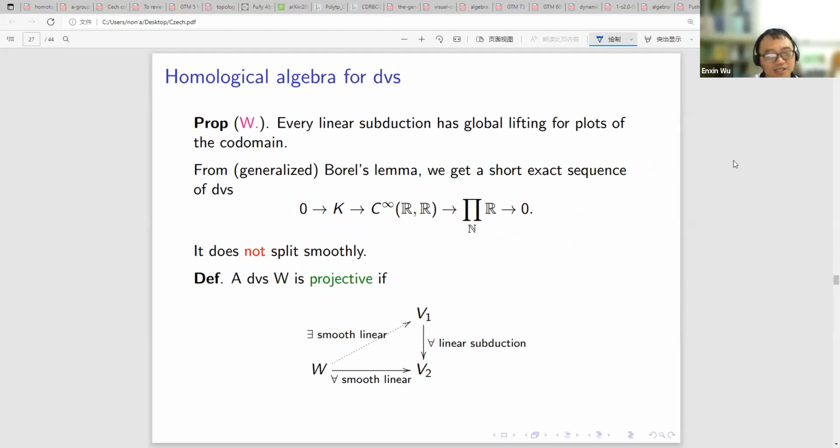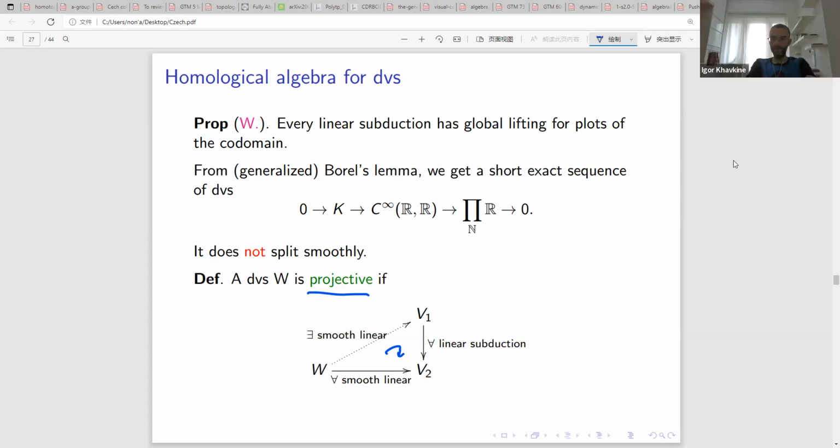It's defined in the usual way. We call something projective if for any linear subduction, which just means a quotient of diffeological vector spaces, and an arbitrary smooth linear map, you can always find a smooth linear map such that this diagram commutes. That means this one composed with this one is this one. This is called projective. You can compare it with projective modules. It's the same definition, but now in the category of diffeological vector spaces.